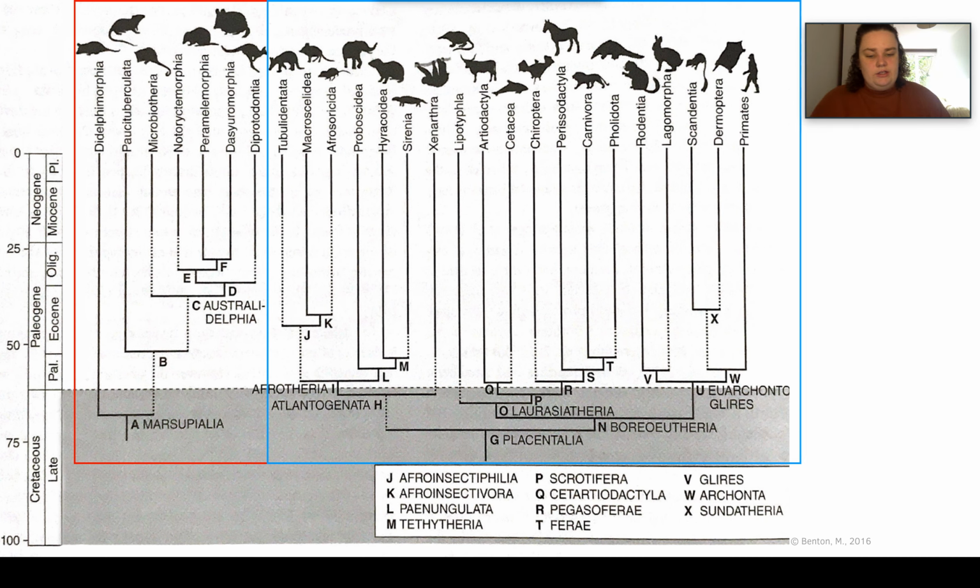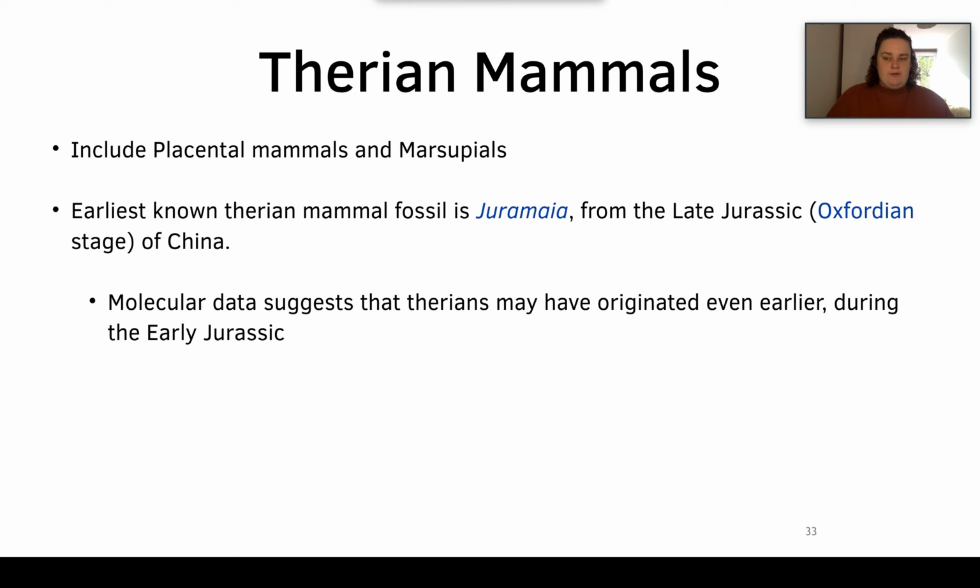And so now we move on to the marsupials and the placentals. So as you can see here, marsupials are in red, placentals are in blue. So, Therian mammals, so this is the group that includes placentals and marsupials. The first known Therian mammal is Juramaia from the late Jurassic of China. And molecular data suggests that Therians may have originated even earlier, during the early Triassic.